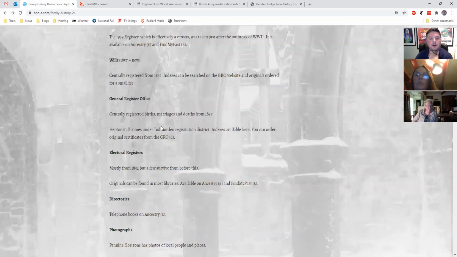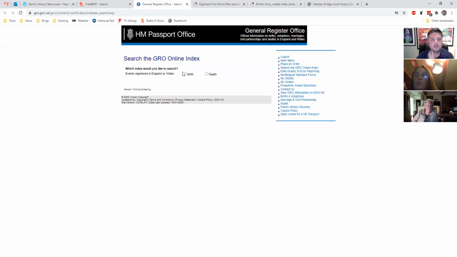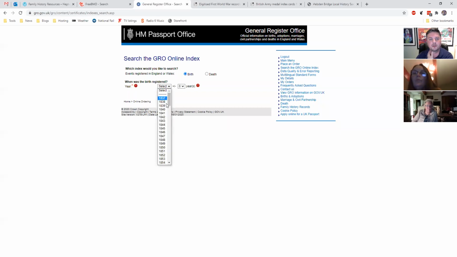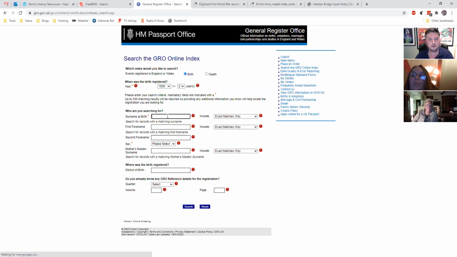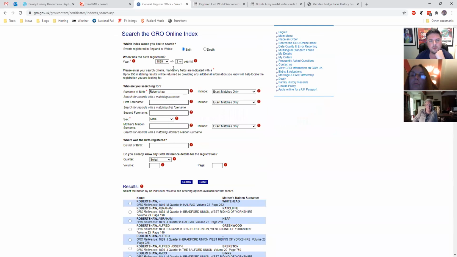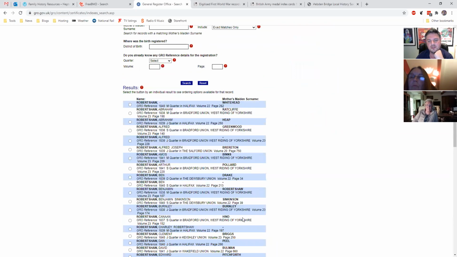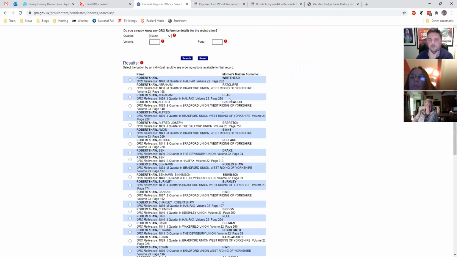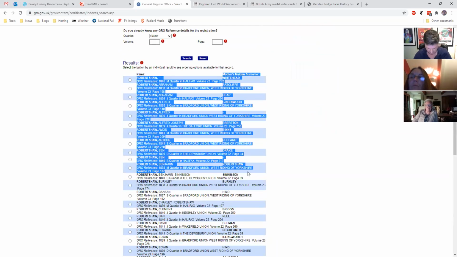You can also actually go on the GRO website itself, and they've got an online index where you can do a similar thing and search for a surname by year range. The GRO website's a little bit more useful because although you can't search for quite as good a year range, you've got mother's maiden name. So this is like a way of enhancing what FreeBMD gives you, which is really useful. And you can order copies through this website as well. And they're not particularly expensive. I think it's something like £5 to £10. I can't remember.